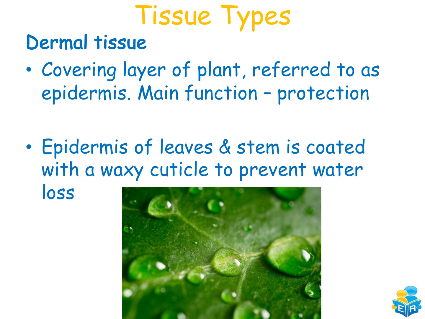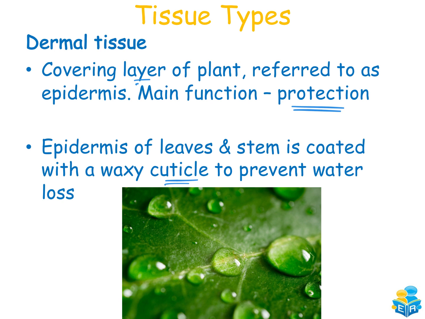So again, just to go over all of the tissue types, because they're going to be really, really important for us. We have our dermal tissue, which is the covering layer used for protection, and the epidermis of leaves and the stem is coated with a waxy cuticle. And we can see that down in the diagram here. You could even try this at home. If you went out into your garden and you took a leaf off one of the plants, you'd notice that the upper layer is more waxy in look than the bottom.